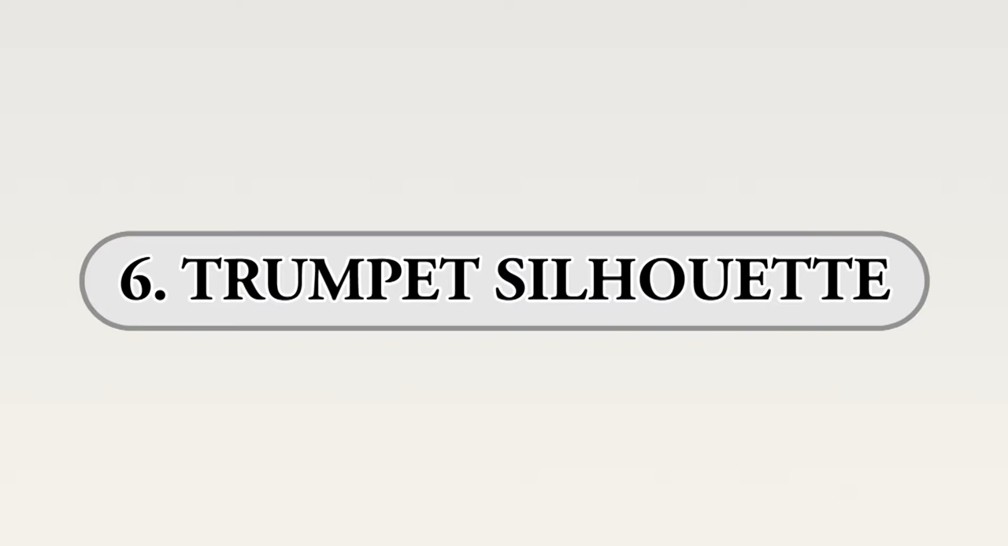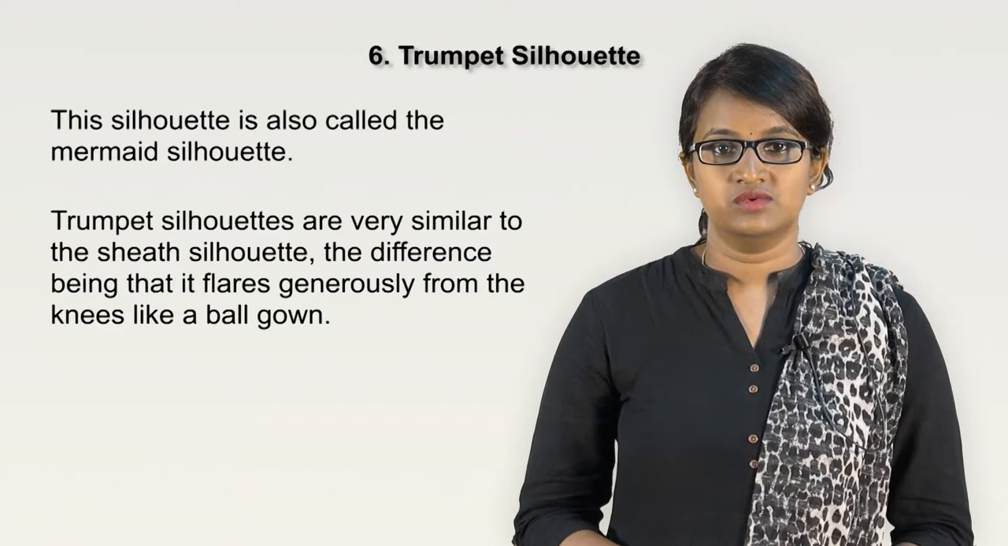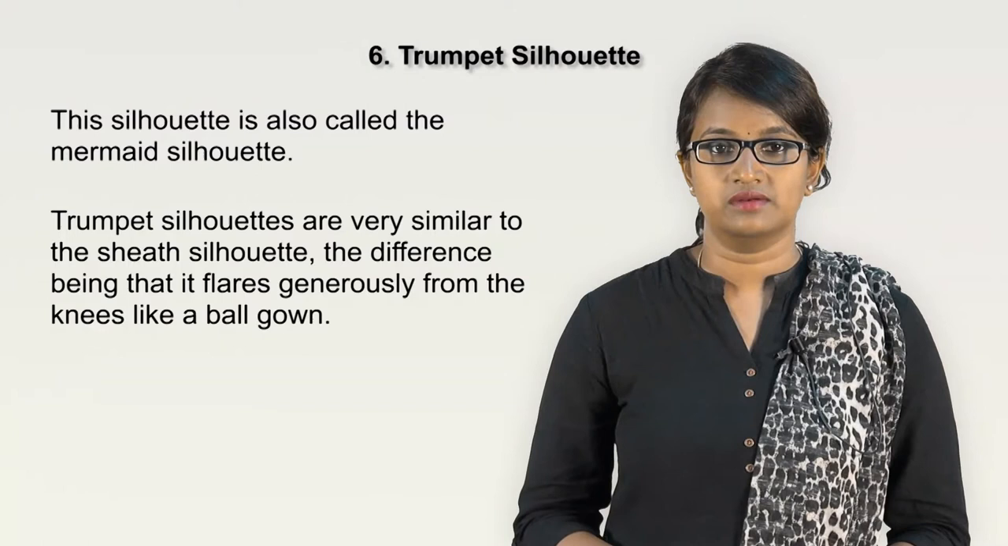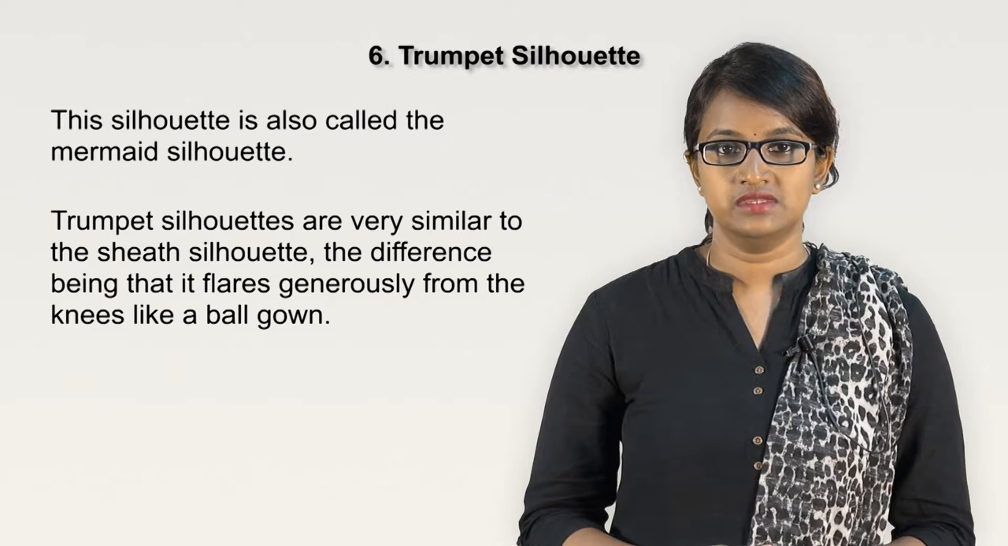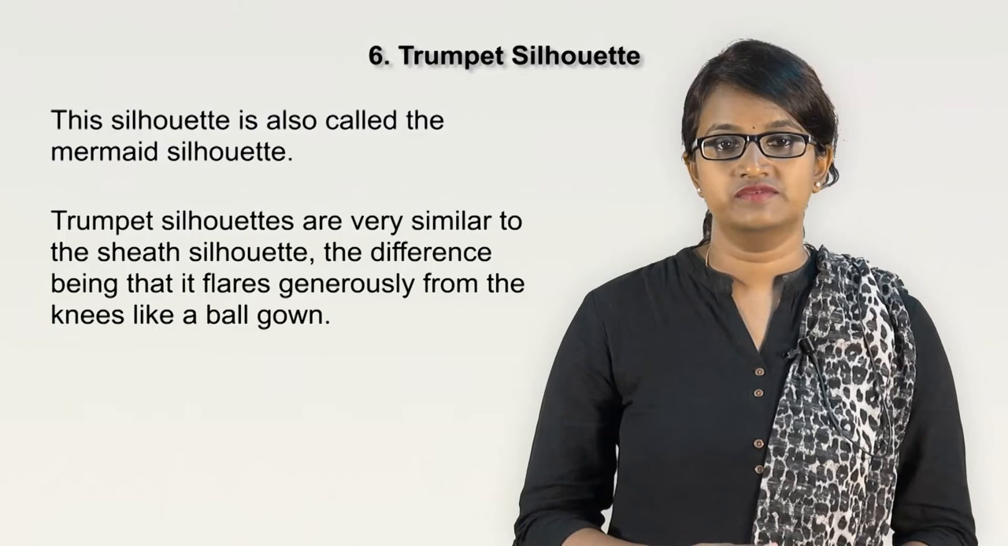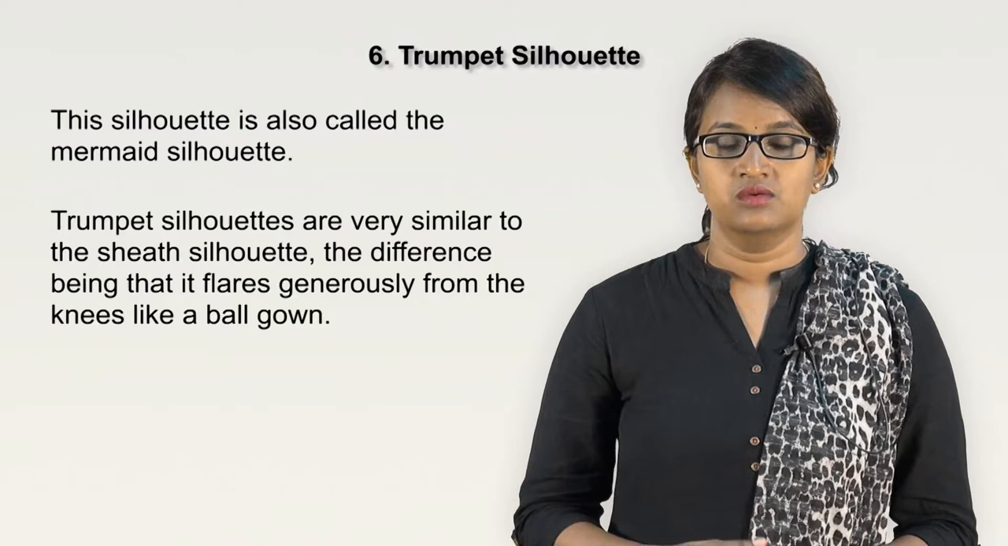Trumpet silhouette. This silhouette, which is also called the mermaid silhouette, is an attractive one. This trumpet silhouette is very similar to the sheath silhouette, the difference being that it flares generously from the knees like a ball gown. The snug fitting of this silhouette till the knees makes it very difficult for movement, but it is undoubtedly a very beautiful silhouette and hence worth the sacrifice.